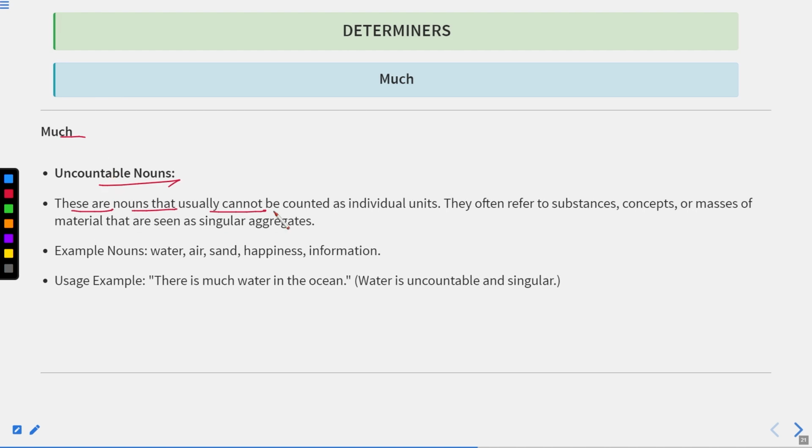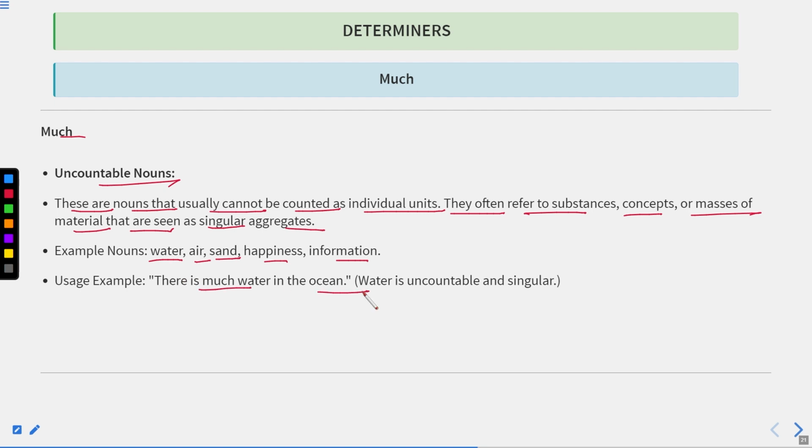Likewise, much is used with uncountable nouns. These are nouns that usually cannot be counted as individual units. It means that they cannot be counted on the basis of one, two, three, and so on. They often refer to substances, concepts, or masses of material that are seen as singular aggregates. For example, the nouns water, air, sand, happiness, information, all these are uncountable nouns, which cannot be counted in one, two, three terms. In fact, they can be measured, but they cannot be counted.